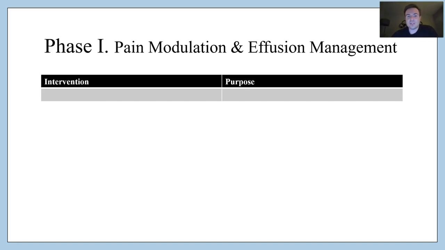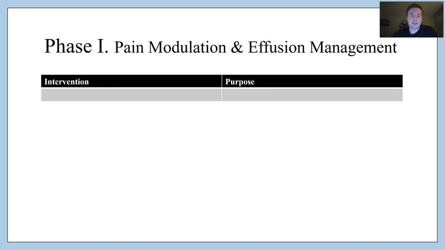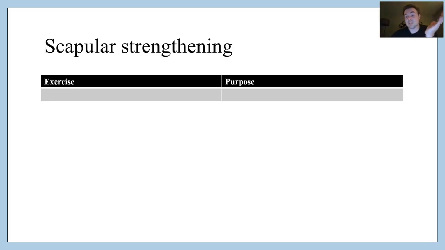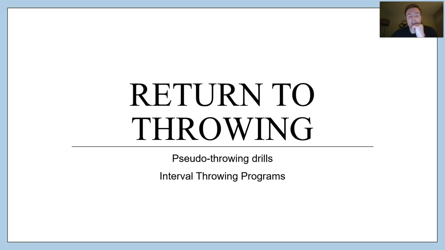So again, we'll fill these tables out. What do you do in phase 1? This would be, if you go back a slide, pain modulation, swelling or effusion management, mobility drills in phase 1, scapular strengthening, rotator cuff strengthening. What do we do for elbow, forearm, and grip work? And then finally, we try to return to throw. Right? When we get through all those phases, phase 5 is return to throwing, which is probably the hardest phase for PTs that have never had experience with overhead sports or baseball before.